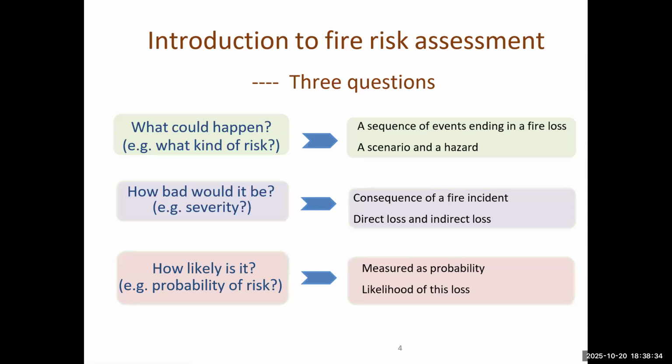And finally, we ask how likely it is. This is the most important part. In this part, we estimate the probability. We need to quantify the likelihood of this specific loss scenario occurring. Based on data, we might estimate that for a dormitory of 500 students, the probability of a fire starting in this manner is, for instance, once every 10 years. This is measured as a probability, giving us a numerical sense of the risk frequency.